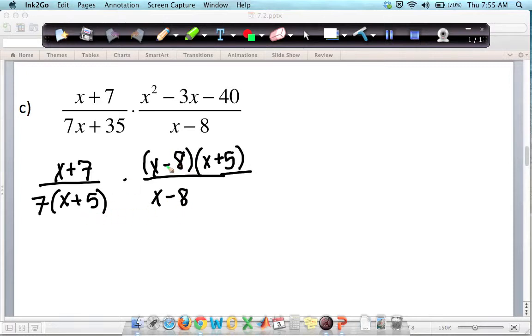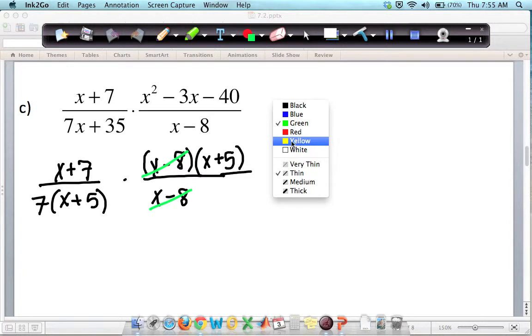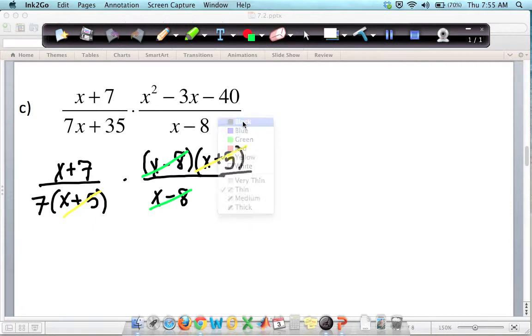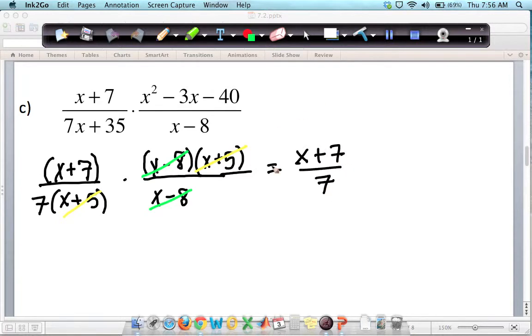So I'm going to go ahead and cancel like factors. So I can cancel the x minus 8. I can also cancel the x plus 5s. And again, remember, we cannot cancel these 7s because this 7 has to stay with the x because of the plus sign. So it's x plus 7 over 7. And that's all we can do. That's our simplified answer.